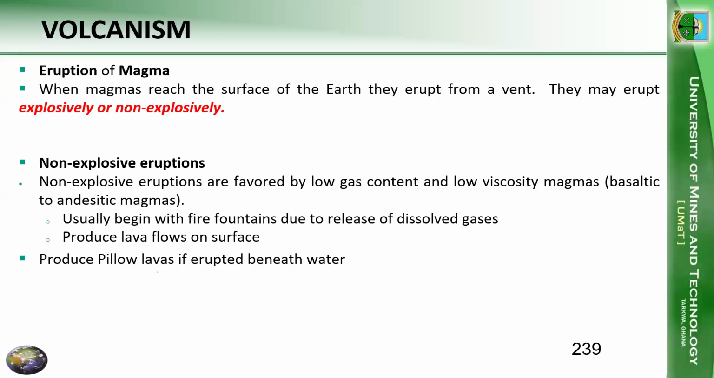With regards to explosivity, the non-explosive eruptions are favored by low gas content and low viscosity magmas. So these are the basaltic to andesitic magmas. It means that the magmas that are more explosive are the magmas that have a lot of gas content, and they are also viscous. This corresponds to the high silica content magmas, the rhyolitic or granitic type of magmas.